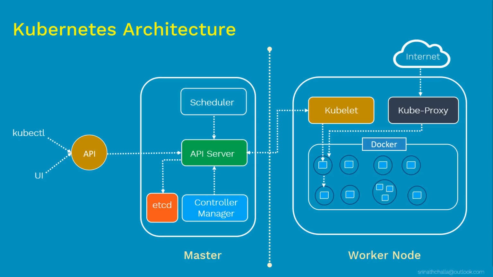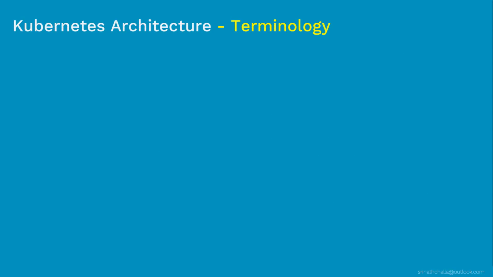So for that reason, let's review all these components one last time. Let's first review the components of the Kubernetes Master. They are the API Server, Scheduler, Controller Manager, and etcd. First, the API Server. It's kind of a gatekeeper for the entire cluster.